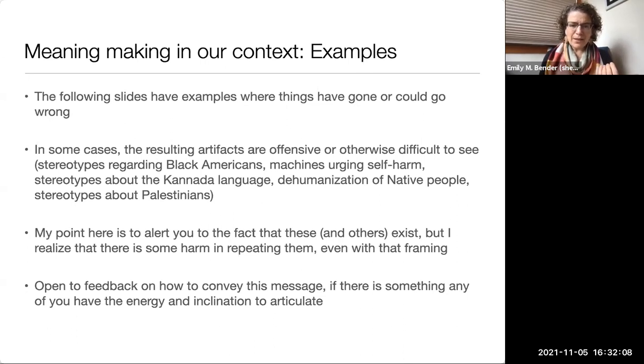My point here is to alert you to the fact that these and other such examples exist, but I realize that there's some harm in repeating them even with that framing. So I wanted to do the framing and say I'm very open to feedback on how to convey this message. If you have an idea of how to do it better and you have the energy and inclination to share it with me. And if you don't want to see this, this is about 12 slides, so 10 to 12-ish minutes. And when I get to the ones that are images and not just text, I will give another warning about that. So with that, moving into the examples.